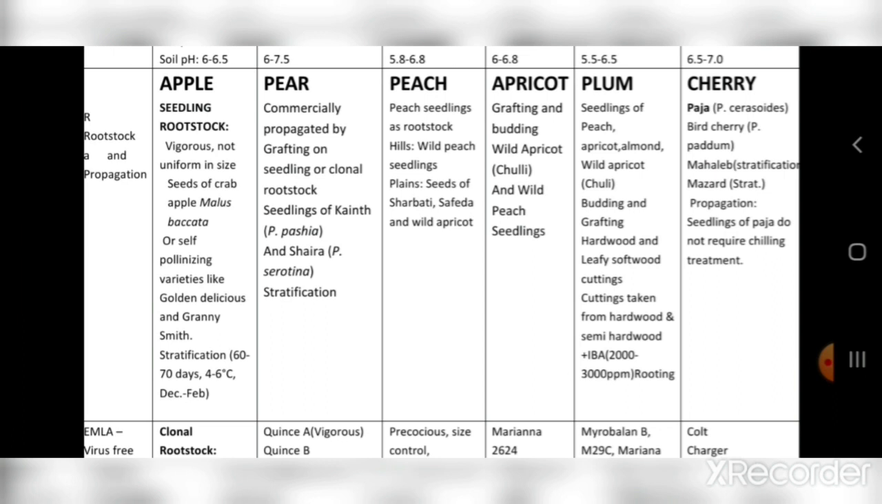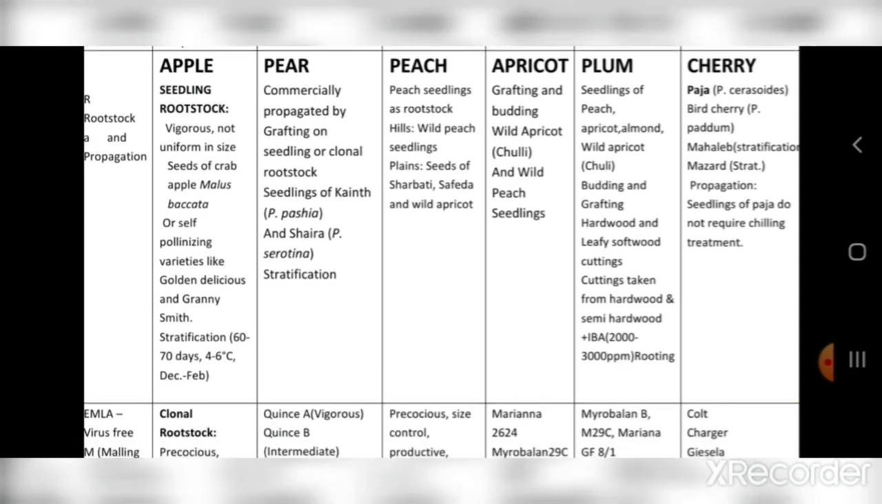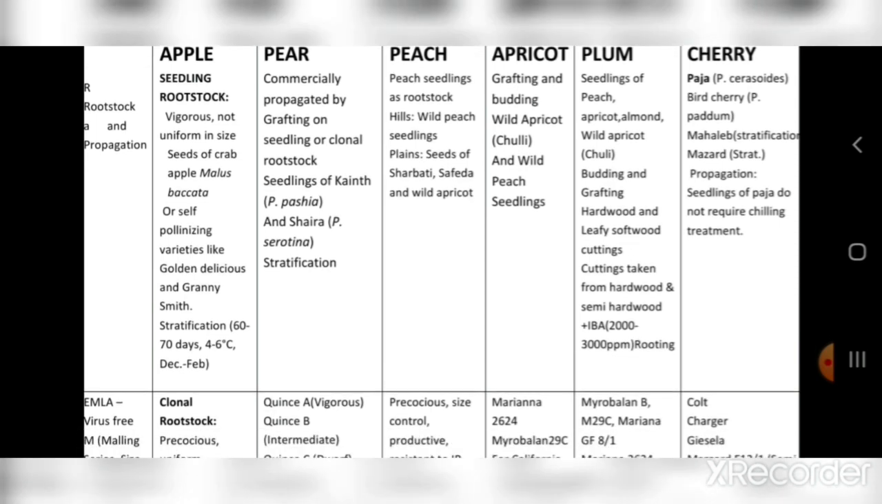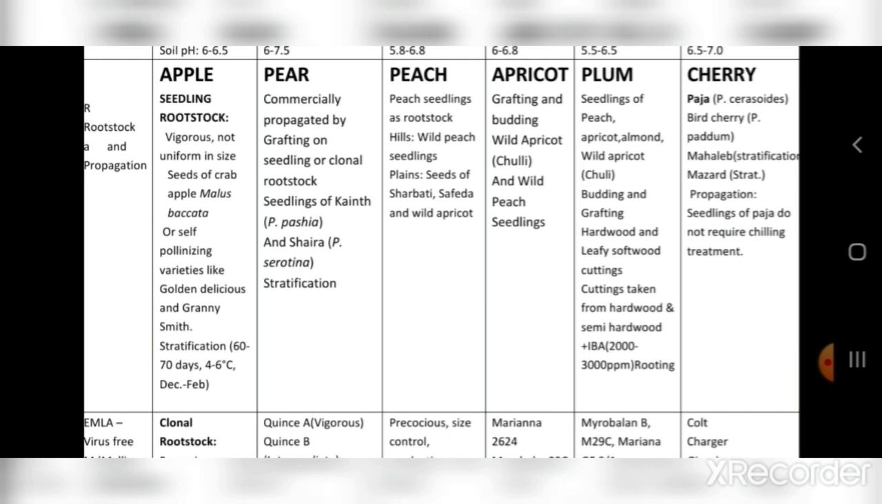For plum, seedlings of peach, apricot, almond, wild apricot Chulli can be used. Here we can do budding, grafting. Hardwood and leafy softwood cuttings can be taken. Cuttings taken from hardwood and semi-hardwood should be given rooting hormone, that is IBA, indole butyric acid, 2000 to 3000 ppm. Then comes cherry: Paja, that is Prunus cerasoides, bird cherry, Prunus padus, Mahaleb, Mazzard. Stratification can be done. In case of cherry, seedlings of Paja do not require any chilling treatment.